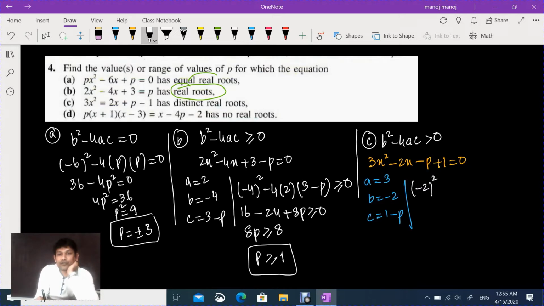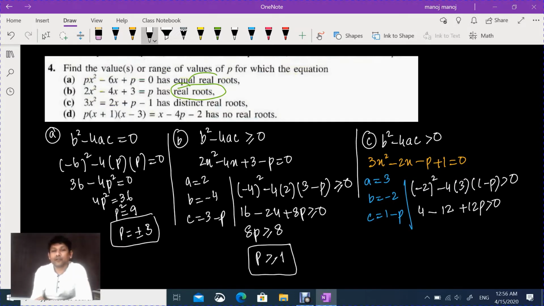(−2)² − 4 times a is 3, and c is 1 − p, greater than 0. 4 minus 12 times 1 is 12, so minus 12, plus 12p greater than 0. Then you can write this as −8 + 12p greater than 0.